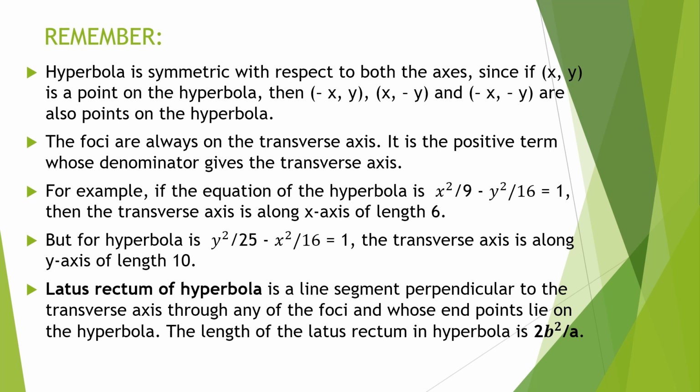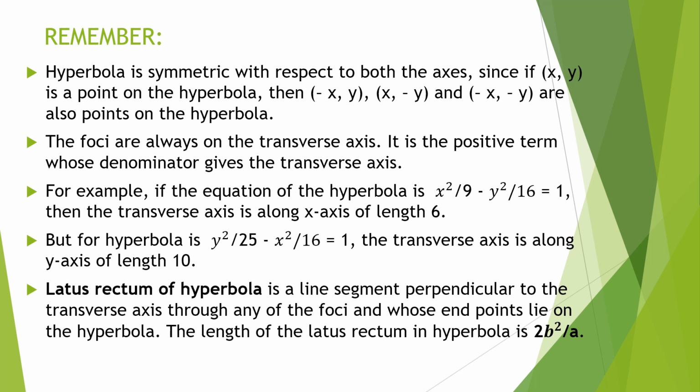Now remember, hyperbola is also symmetric with respect to both the axes, because (x, y), (−x, y), (x, −y), (−x, −y) are all points on the hyperbola. Second thing is, you know that foci are always on the transverse axis. How will you determine it? It is the positive term whose denominator gives the transverse axis.